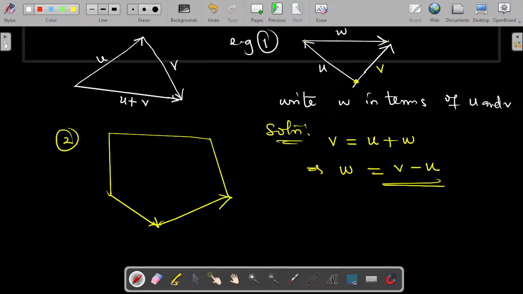Let me use white to do the arrow. And let's assume that this other one goes this way, and that this one goes this way, and that this one goes this way. Remember that this one went like this. Okay, so let's take it that this one is A, and this one is B, and this one is C, and this one is D, and this is E.